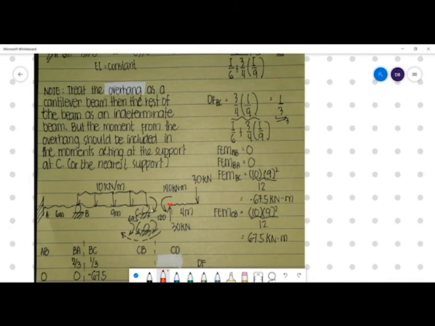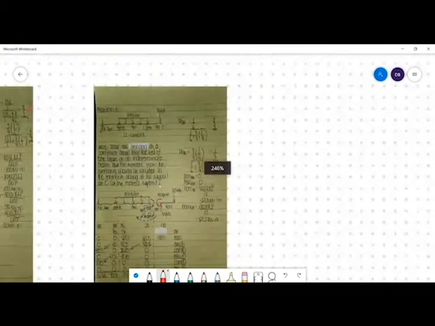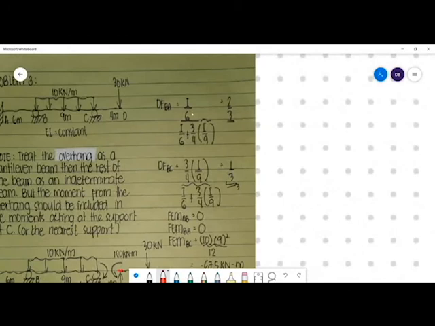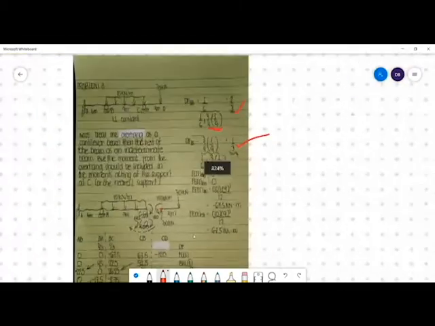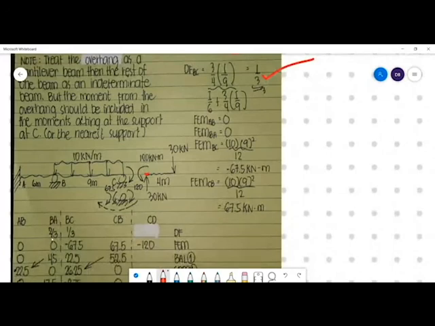Okay? So let's determine the distribution factor first. DF of AB is I over 6 over I over 6 plus 3/4 of I over 9, 3/4 kasi BC is simply supported, that is equal to 2/3. Then DF of BC naman, 3/4 of I over 9 over I over 6 plus 3/4 of I over 9, is equal to 1/3. So we put now our distribution factors, 2/3, 1/3.